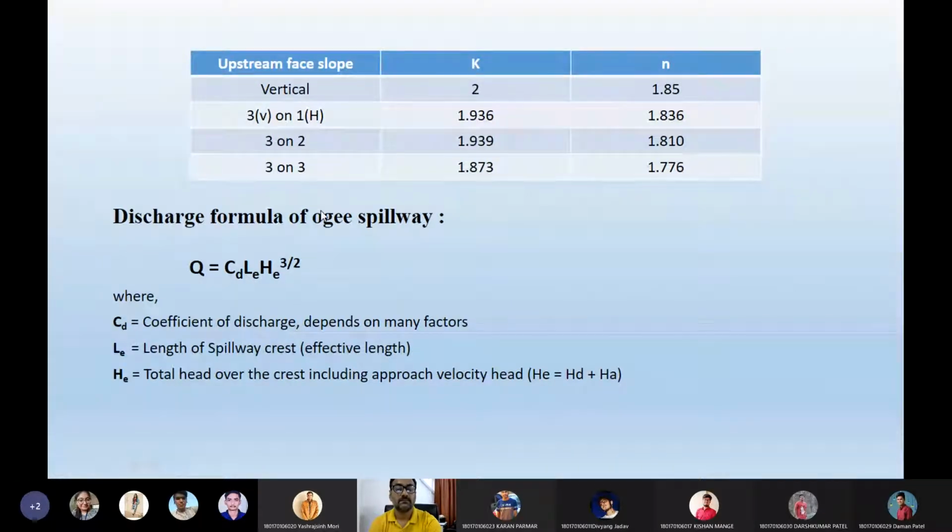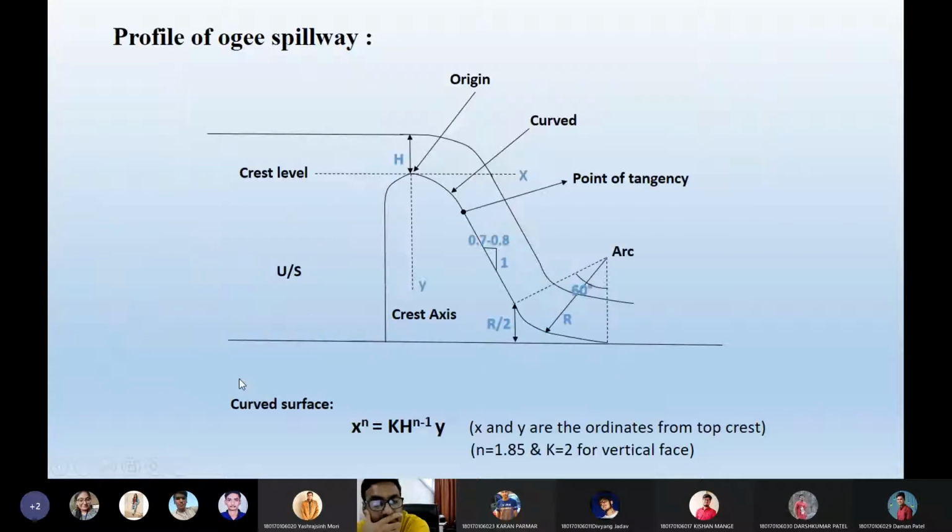Here the discharge formula of this Ogee spillway is given, where Q is the discharge, and Q is equal to C_d L_e H_e raised to 3/2, where C_d is the coefficient of discharge which depends on many factors such as depth of approach, upstream slope, submergence, etc. And L_e is the effective length of the Ogee spillway. And H_e is the total head over the crest, including the approach velocity head. This H_e is given here as H. This is the design head of an Ogee spillway.